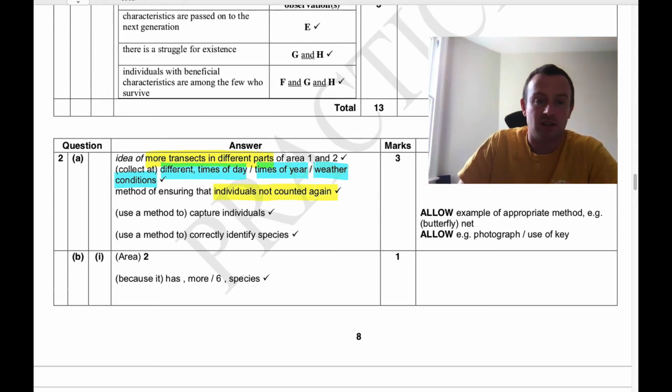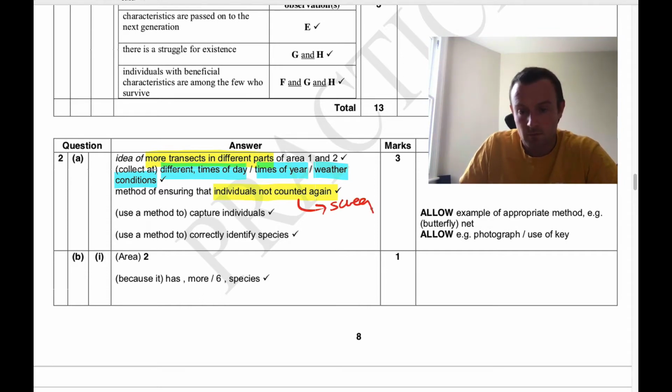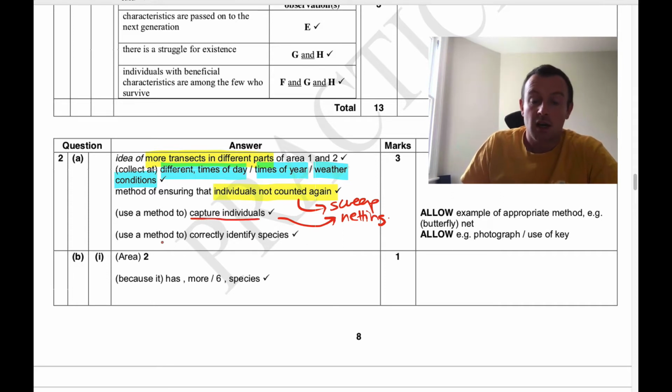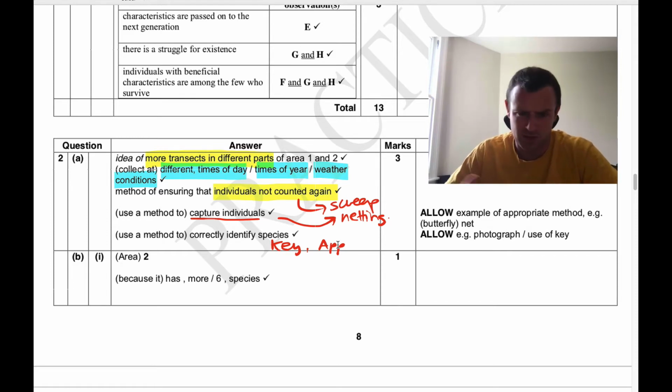So potentially something like sweep netting might have prevented you from counting twice. So this also would have been a method to capture individuals. And use a method to correctly identify the species, like a key. I think even someone said an app, off the back of our biodiversity work using the plant app. Yeah, there are probably apps for identifying insects. I'm sure there are. So those are all the things you could have said. Maximum 3 marks.